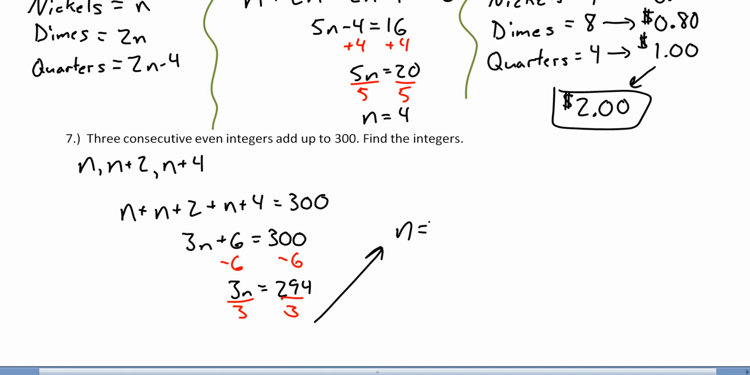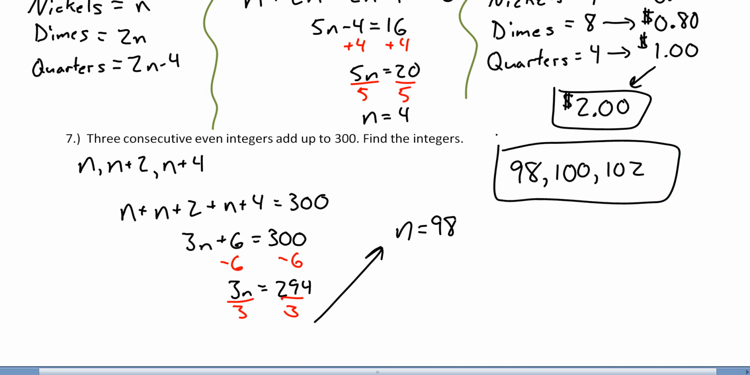And so when I do that, I find out that n equals, looks like, 98. But now that still doesn't answer the question. That means the first integer is 98, the next even integer would be 100, and the next even integer would be 102. And what's nice about this, I can instantly check that, add them up. They do add up to 300. All right?